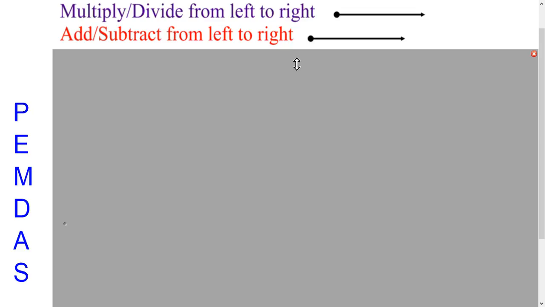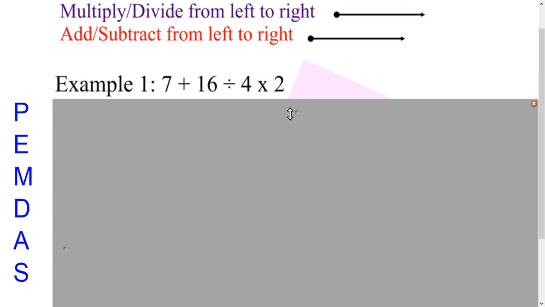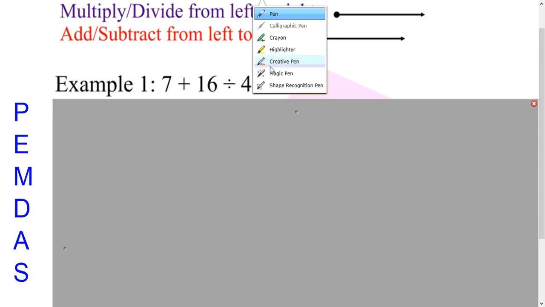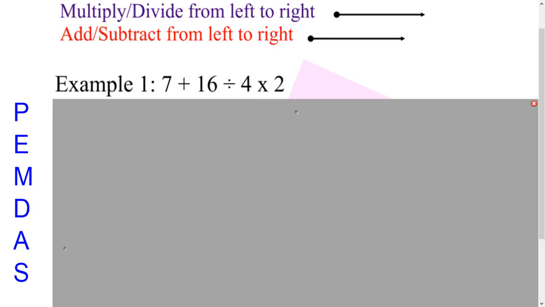So let's go through and do an example. Here's a problem. It says 7 plus 16 divided by 4 times 2. It may help you to actually write PEMDAS down the side and then use a pen to mark off as you go along the problem as you're doing it. So we're going to go ahead and do that.